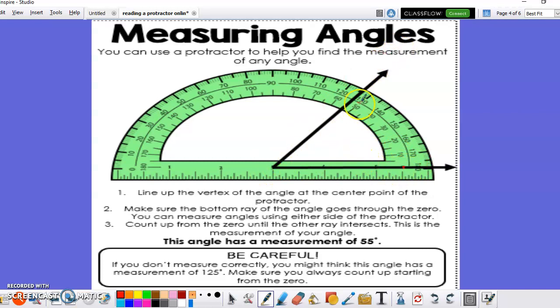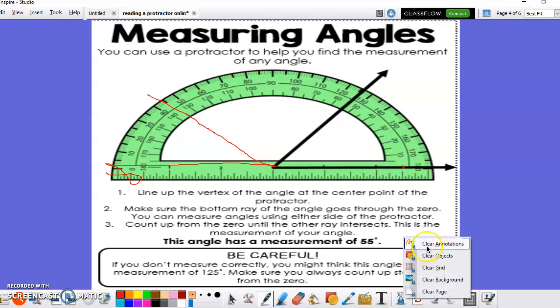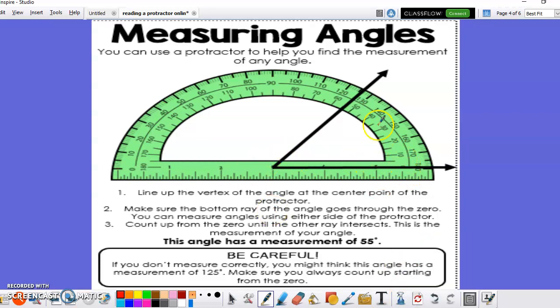So if my angle opens this way to the right, then I'm going to start at the 0 here. If my angle were to open up going this way, then I would go ahead and read from this side over here. It just depends on which way your angle is opening up to. So I want to always make sure that I am finding my 0 and starting. Since my angle is starting this way, I'm going to start at my 0, and then I'm just going to count up to where I see the second ray.